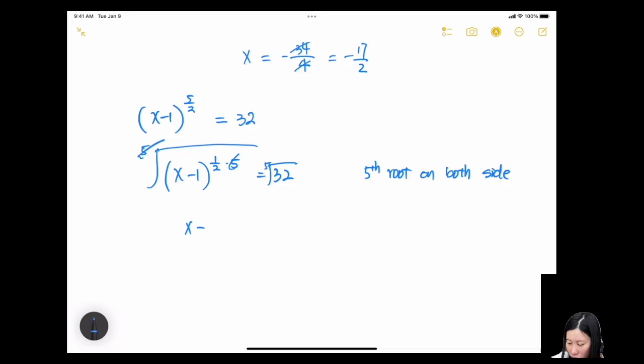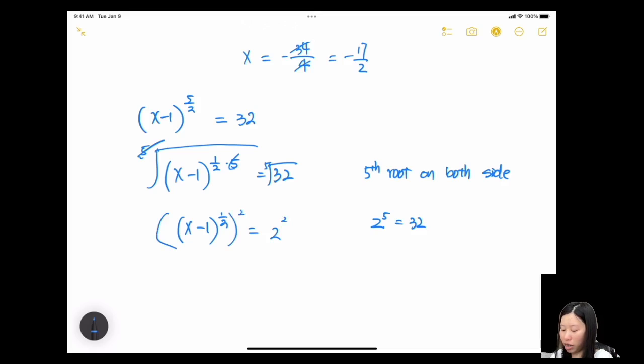So I have the 5th root in here, so I can get rid of the 5th power. So what's left is x minus 1 to the 1/2 power equals the 5th root of 32, which equals 2, because 2 to the 5th equals 32. So that's why the 5th root of 32 equals 2. And then 1/2, again, we square them. 1/2 means what? Square root. You square both sides. I have x minus 1 equals 4. So we have x equals 5.